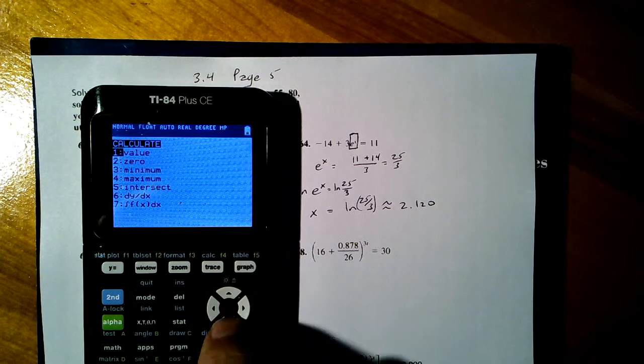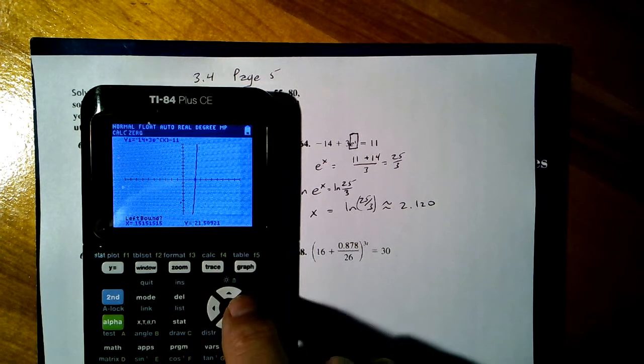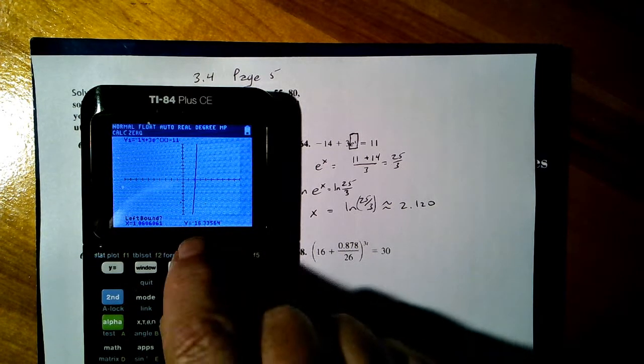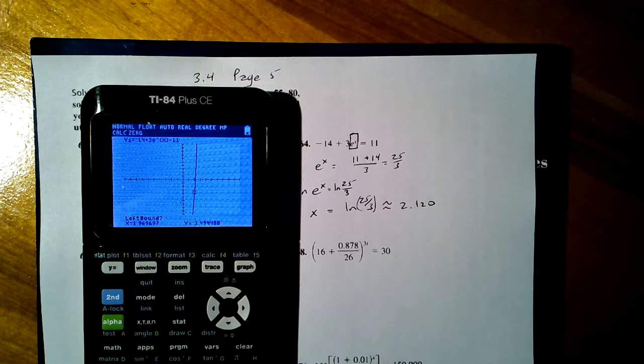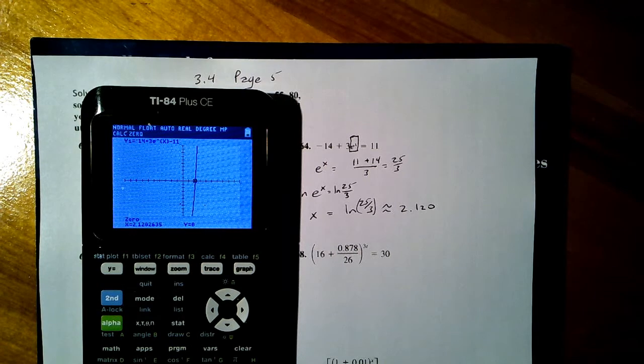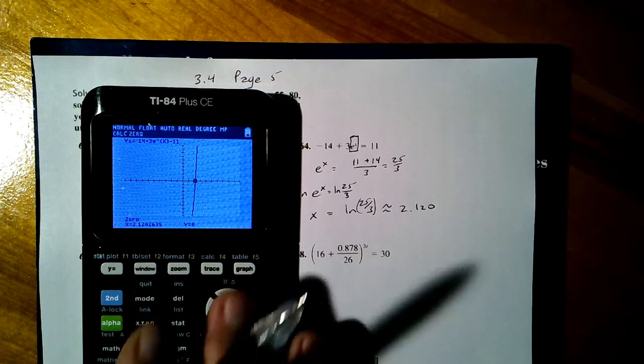Second calc 0. Let's see, I'm at negative 16. I'm climbing up to it. There we go. That's too high. So here, get over it, enter, 2.120. And so there you may check your answers.